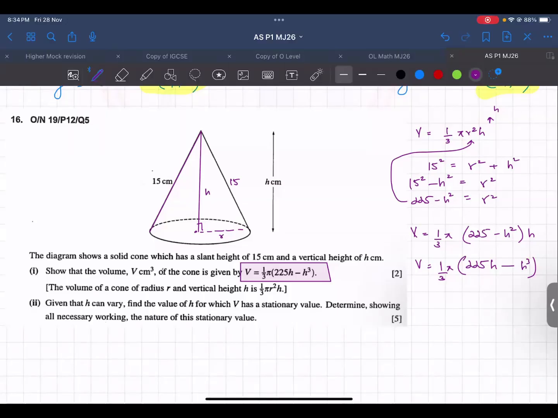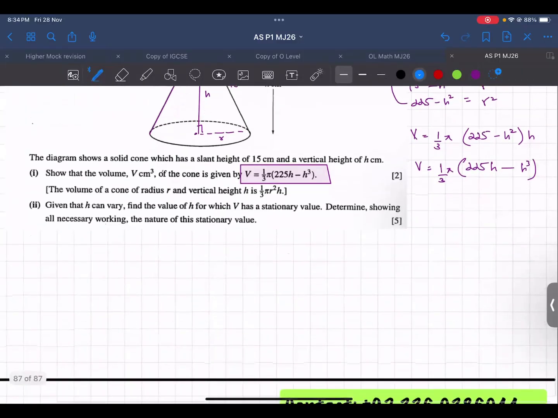Then they have given you that h can vary. Find the value of h for which v has a stationary point. Determine, showing all necessary working, the nature as well. Okay, so we have to find the turning point, we have to find the value of h, and we also have to find the nature. So we would have to first of all do the derivative of this equation.